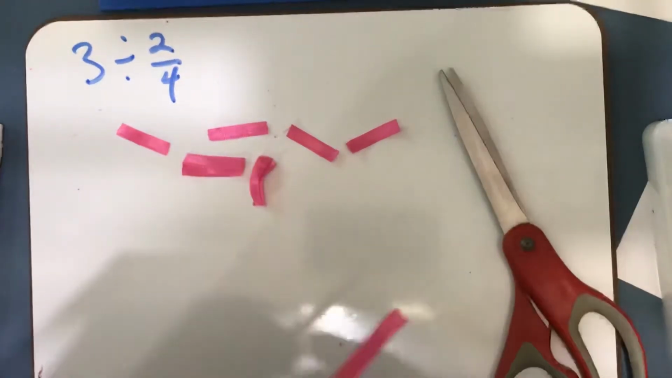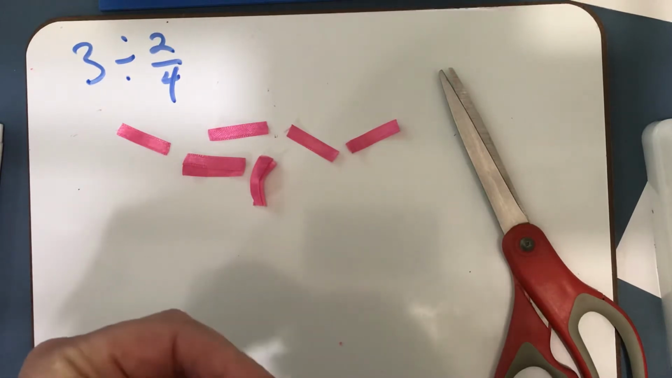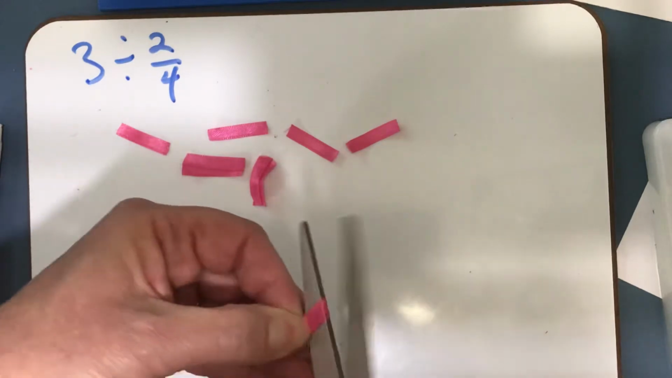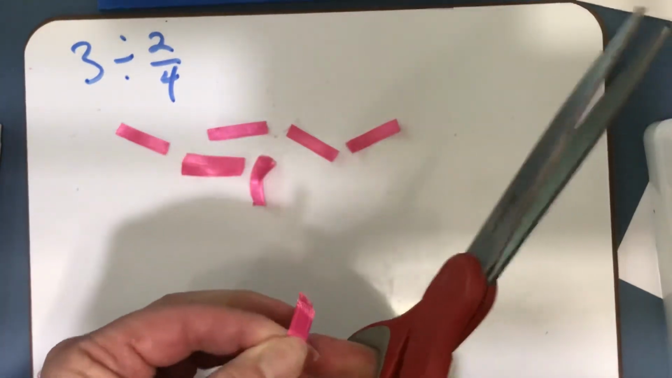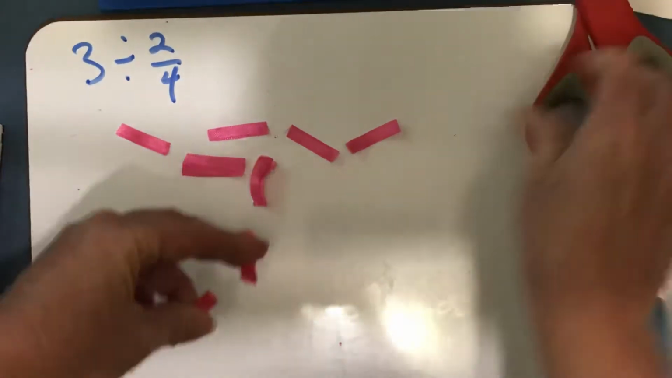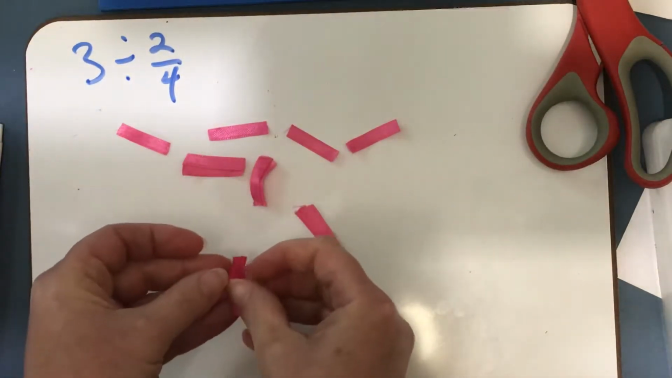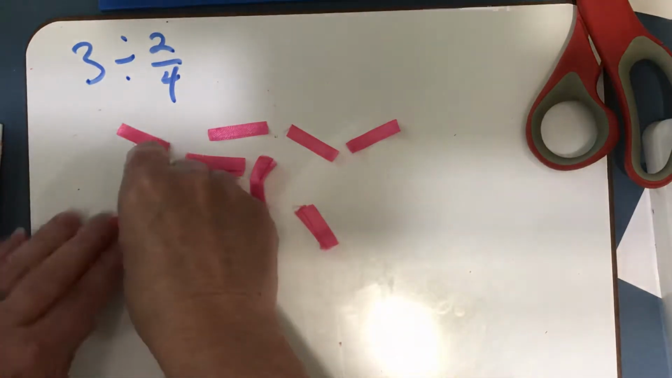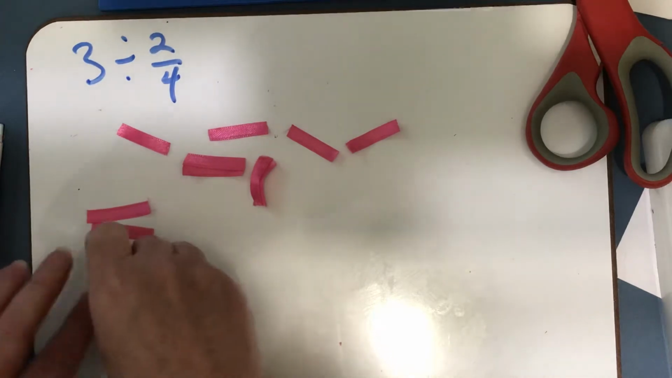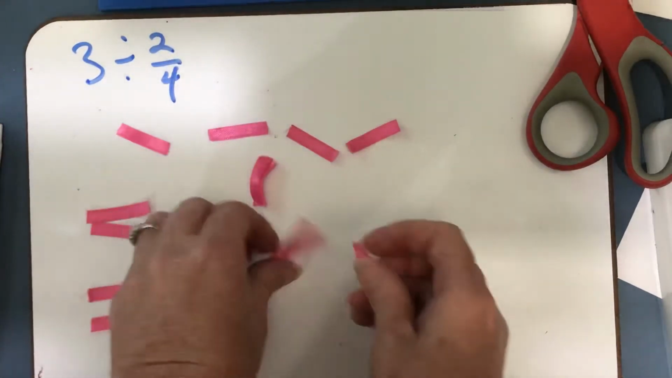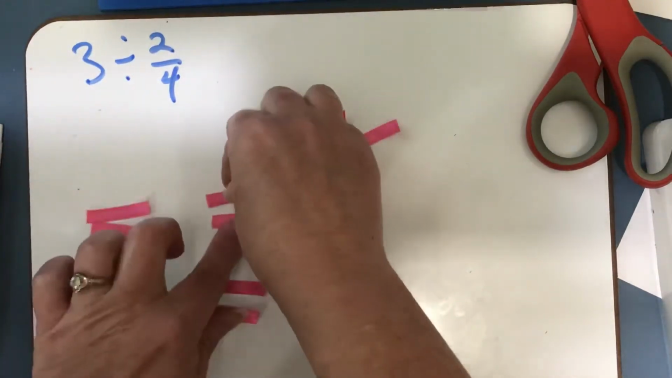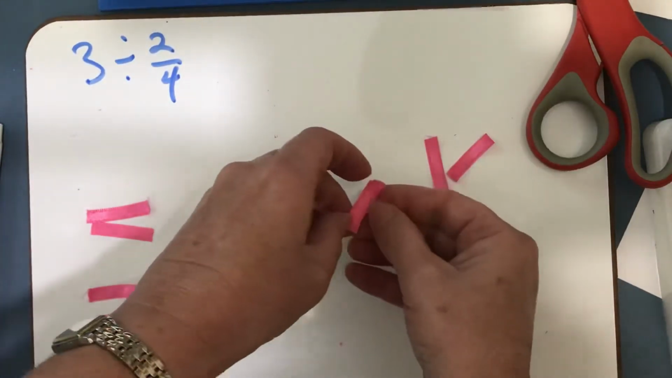Okay, now I've got my last piece of ribbon. Remember, I want to know how many 2/4 sections I have. So here are my 3 pieces of ribbon that I cut up. Now I'm going to see how many 2/4 sections I have. There's one 2/4 section, and here's another one. Here's another 2/4 section. Here's another 2/4, and here's 2/4.